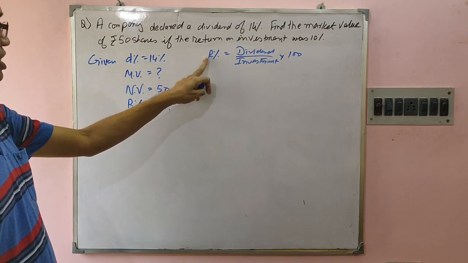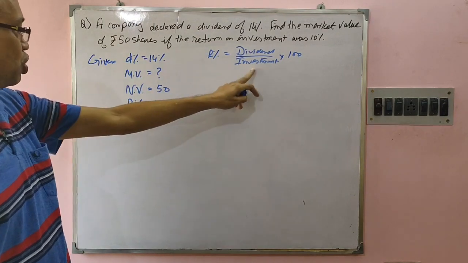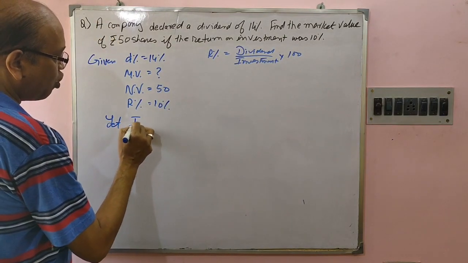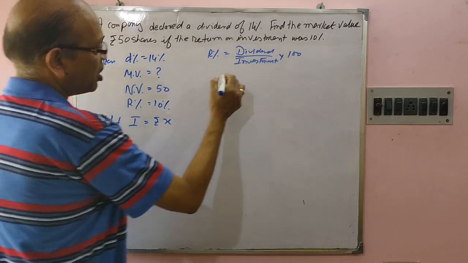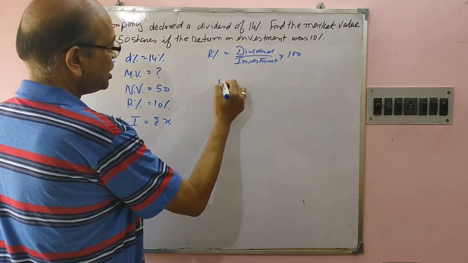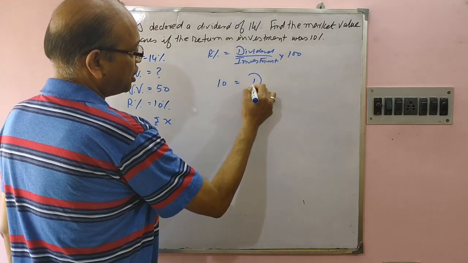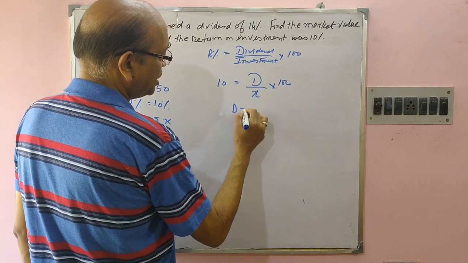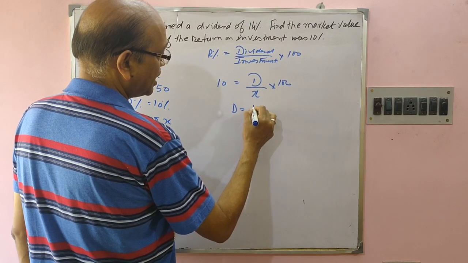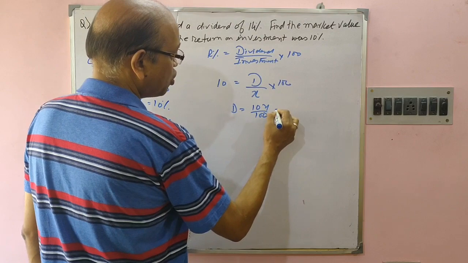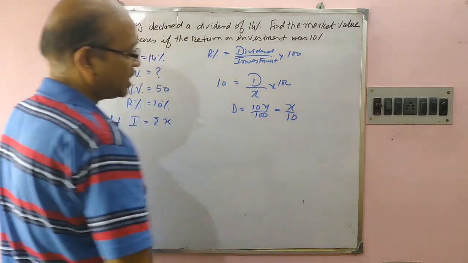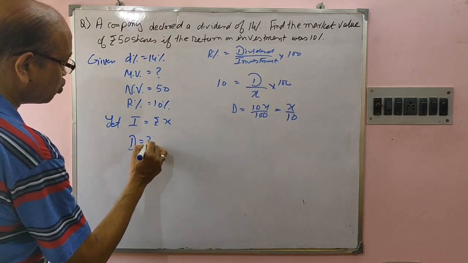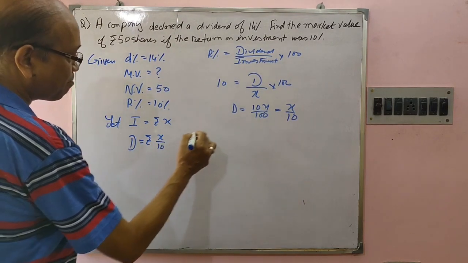So we know R%, we know dividend percent, but we do not know investment. So let investment be rupees X. Therefore, 10 is equal to dividend by X into 100, or dividend is equal to 10x by 100, which is equal to X by 10. Therefore, dividend is equal to rupees X by 10.